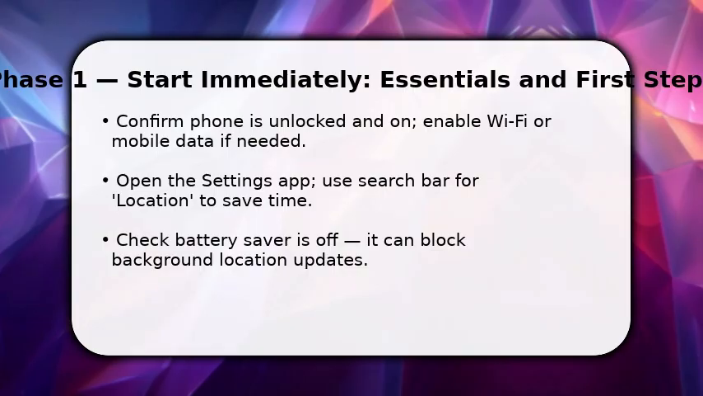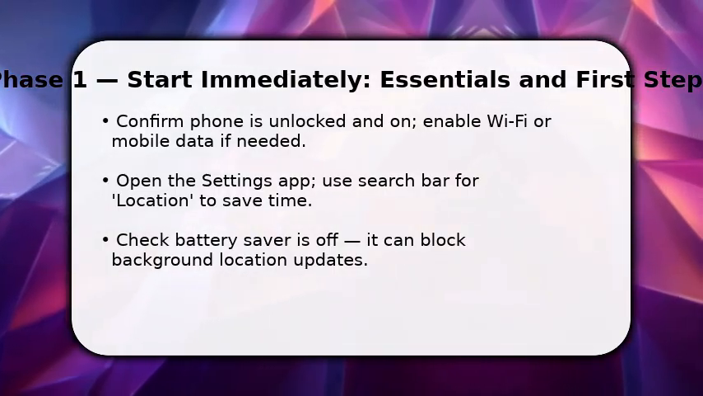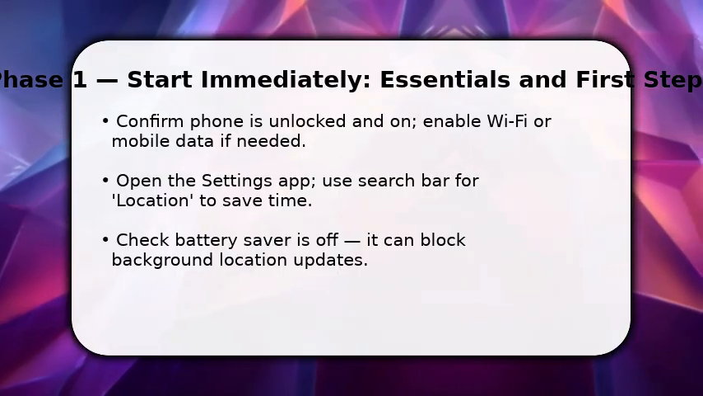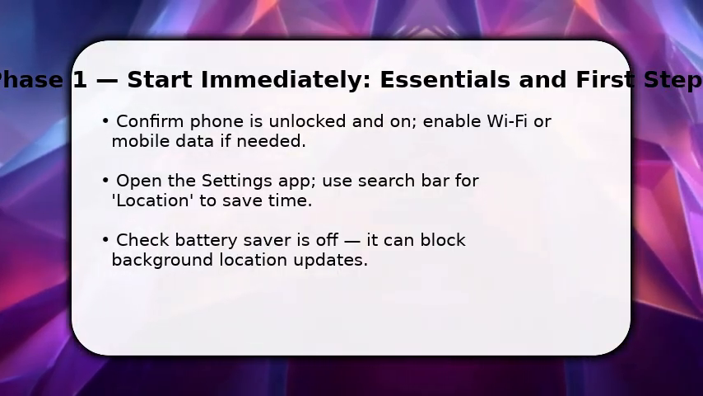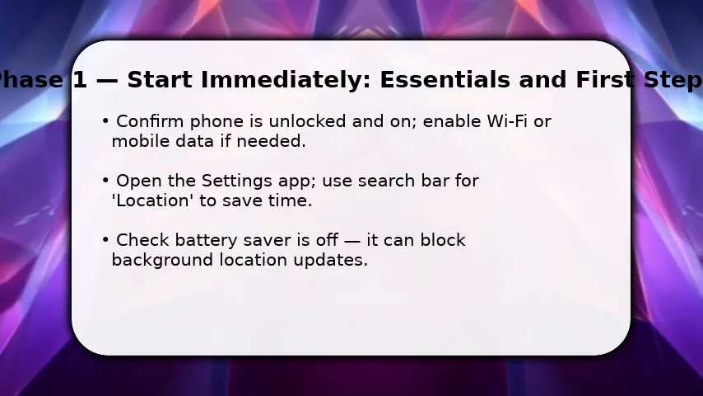Make sure Battery Saver is off, since that can limit location accuracy and background permissions. You're establishing the right environment. Doing this first prevents confusion when toggles or permission prompts appear in the next steps.